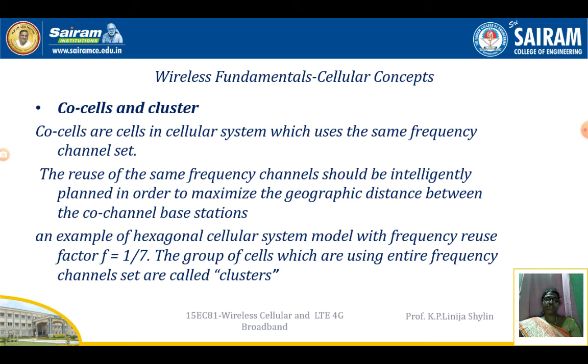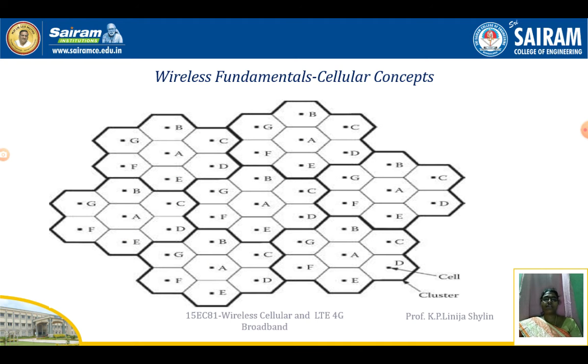The group of cells which are using the entire frequency channel set, we will call it a cluster. So this is nothing but the cluster of cells. See here, the border line, this is called a cluster, and each hexagonal shape is called a cell, and each group that we have divided in the bolded way is called a cluster. That can be a 7 cell cluster or a 3 cell cluster, like that. This depends upon our applications.